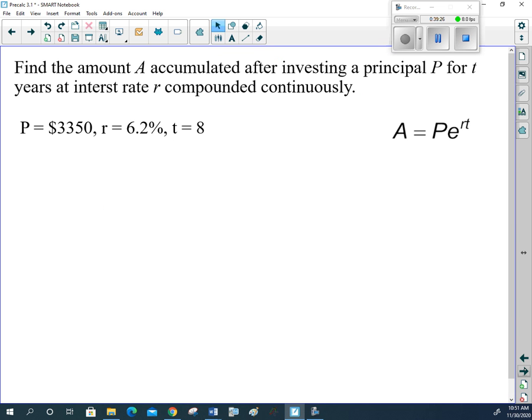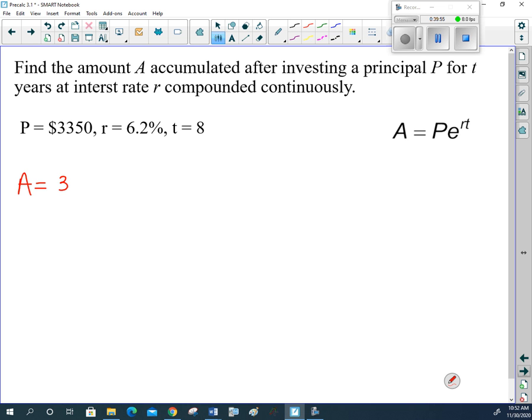Okay, this one says find the amount. So when you're looking at these problems, guys, you're going to have to decide how you're compounding. Is it continuous or is it, you know, for a certain amount during the year? That's going to tell you what formula to use. So this says find the amount A accumulated after investing a principal P for T years at an interest rate R, and it's compounded continuously. So when I put it in my formula, since it's continuous, I'm going to use the PERT formula.